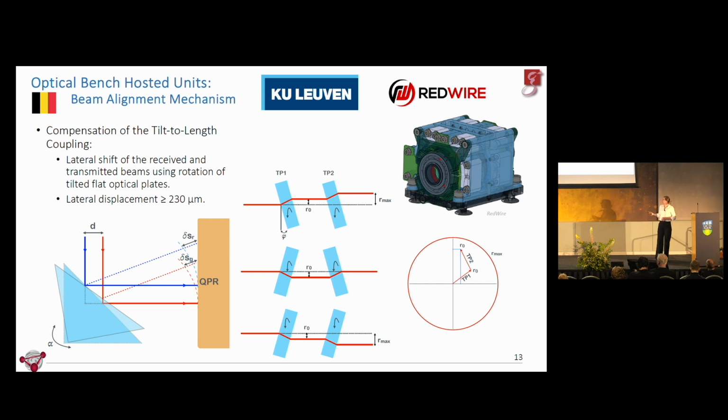The BAM mechanism is composed of 2 optical components, tilted optical plates that can rotate around their central axis, providing the lateral displacement that can provide the compensation of this TTL. And the maximum displacement they can provide is up to 230 micrometers. This will be done once we know what the coefficients of the TTL are for that particular spacecraft. Here is the rendering of a BAM courtesy of Redwire. That's how it's going to look sitting on the optical bench.